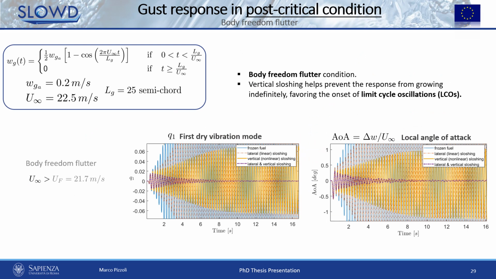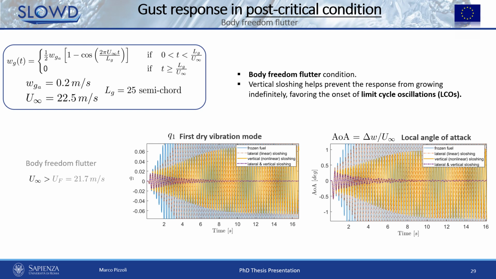Lastly, we also performed a gust response analysis, and this slide shows what happens in post-critical conditions. So in particular, we compared four models: the frozen fuel model, the model with lateral sloshing, the model with vertical sloshing only, and finally the model which considers both lateral and vertical sloshing. And it's clear again what the impact of vertical sloshing is on the response.